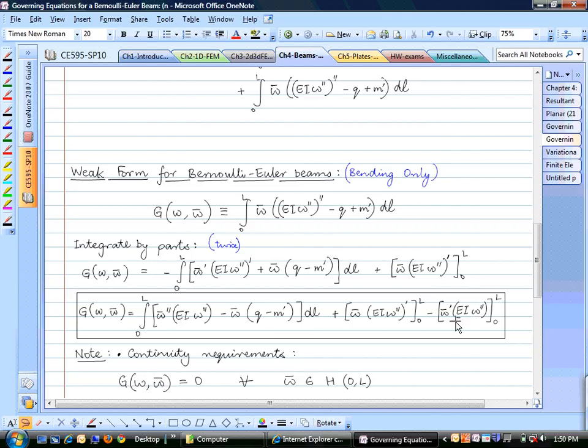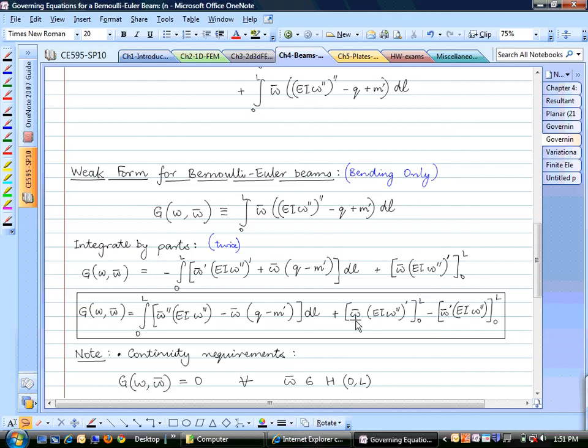But in addition, if you say that this quantity, or let's say this quantity, so let's say W bar is specified and W bar prime, both are specified at 0 and L, what would that beam be? Right, so it would be fixed. You can specify the displacement here and the rotation here, and you can specify the displacement and rotation here. So if both of these are specified, that would be a fixed beam.